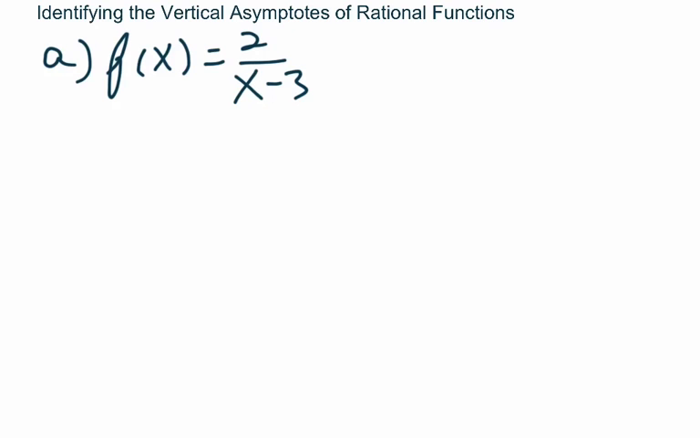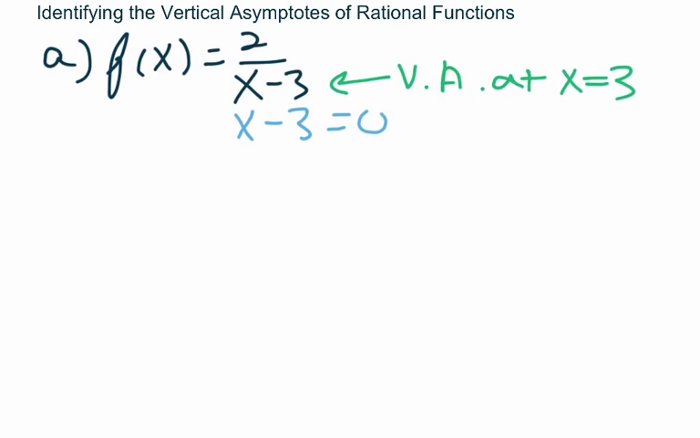For this rational function, f of x equals 2 over x minus 3, we have a vertical asymptote at x equals 3. The reason I know this is because if I take the factor x minus 3 and set it equal to 0, then solve for x, I get x equals 3.